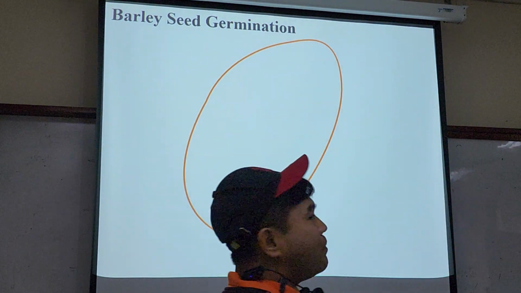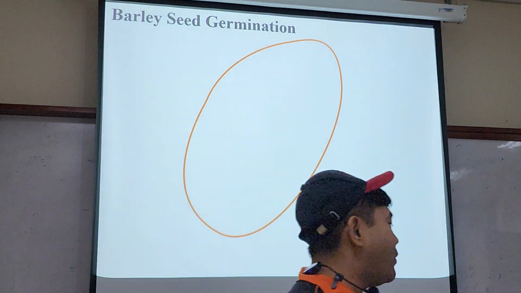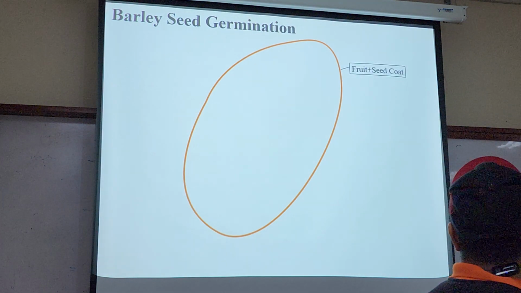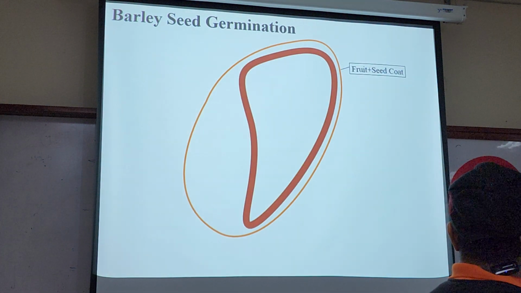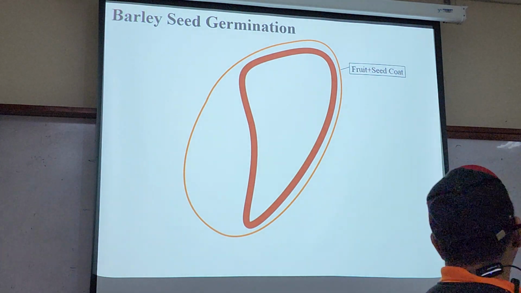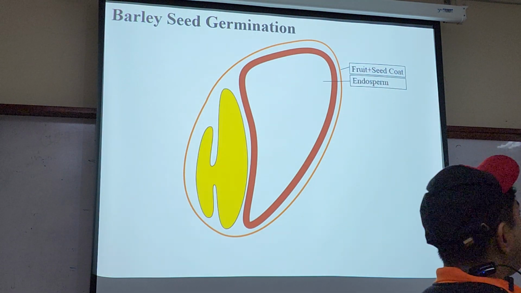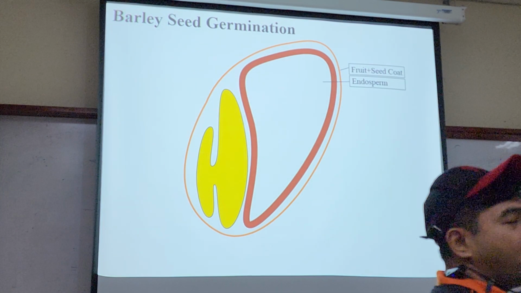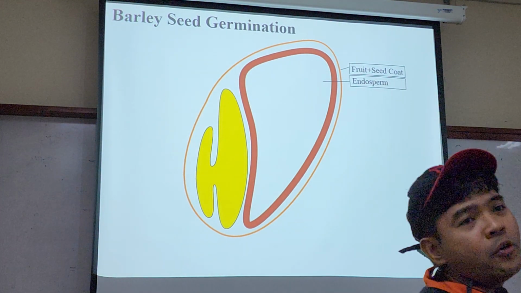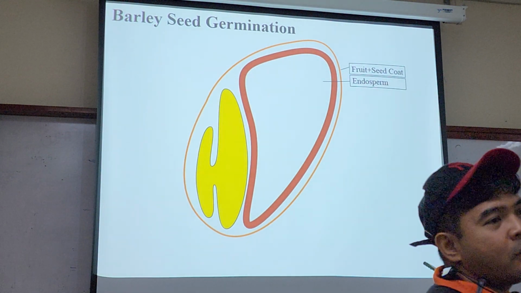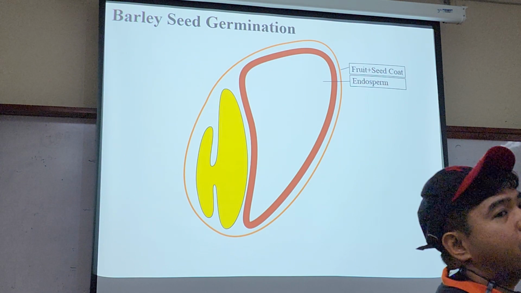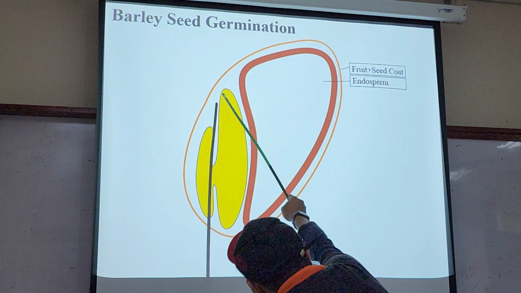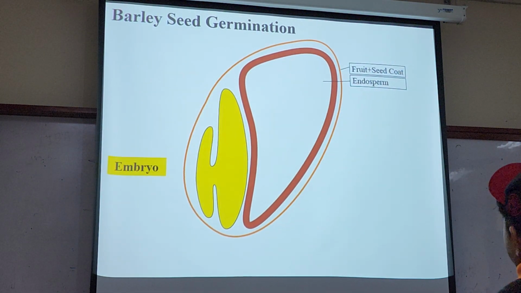So let's say that this is the seed. This outline, what do you call it? Seed coat. This is the seed jacket, the fruit or the seed coat. Then what is this? Endosperm. Yeah. What is this? Embryo, the whole of it. It can't be cotyledon because it's a monocot. What do you call cotyledon in the monocot? Scutellum. The shield. Scutellum. So that's the embryo.